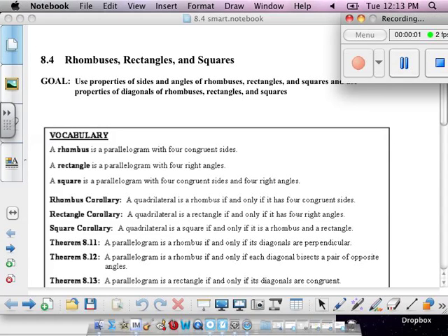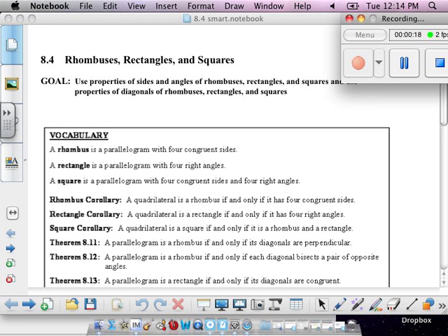8.4, rhombuses, rectangles, and squares. A rhombus is a parallelogram with 4 congruent sides. A rectangle is a parallelogram with 4 right angles. And a square is both a rectangle and a rhombus. It has 4 congruent sides and 4 right angles.